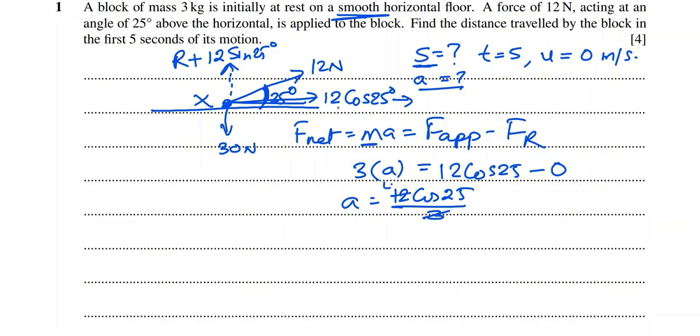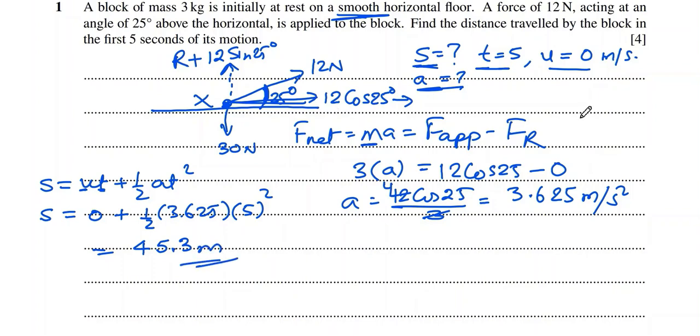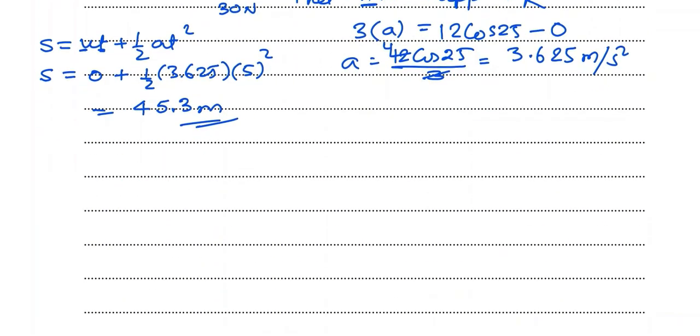3 and 12 will cancel. 4 cos 25 comes out to be 3.625 meters per second squared. So now we know acceleration, time, and u, so we can find displacement, which is distance also in this case. S equals ut plus half at squared. So S equals 0 plus 0 times any time will be 0. So half times 3.625, which is what we got, and t is 5 seconds, squared. In 3 significant figures, it comes out to be 45.3 meters.